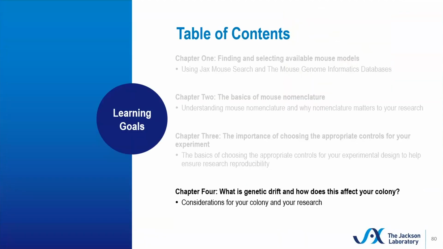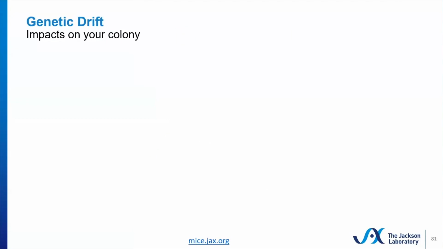Now, for the final part of today's presentation, let's talk a little bit about how genetic drift in your colony can impact their use in your research. So, how do substrains or different inbred strains arise? Anytime that colonies have been separated multiple generations, there are random genetic changes that occur and can become fixed within those populations. This is also known as genetic drift.